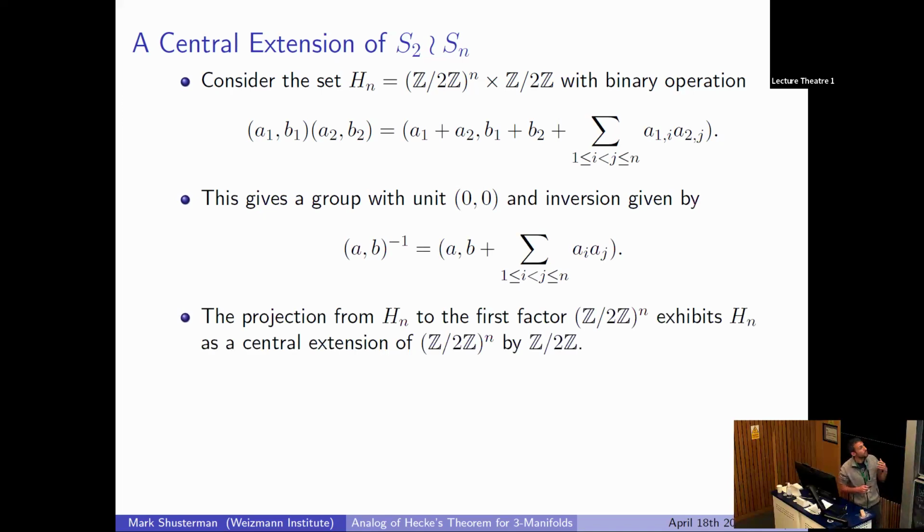And this group turns out to be an extension of (Z mod 2Z)^n, just by the projection map to (Z mod 2Z)^n, some central extension, but not the trivial one. It's not isomorphic to the direct product. It's some other group.